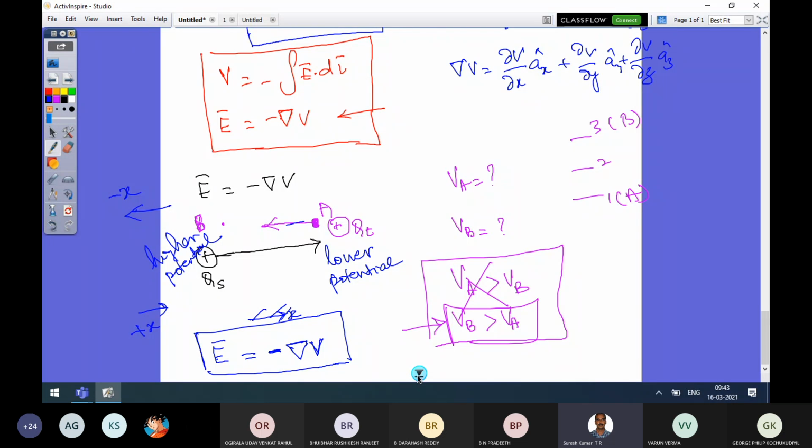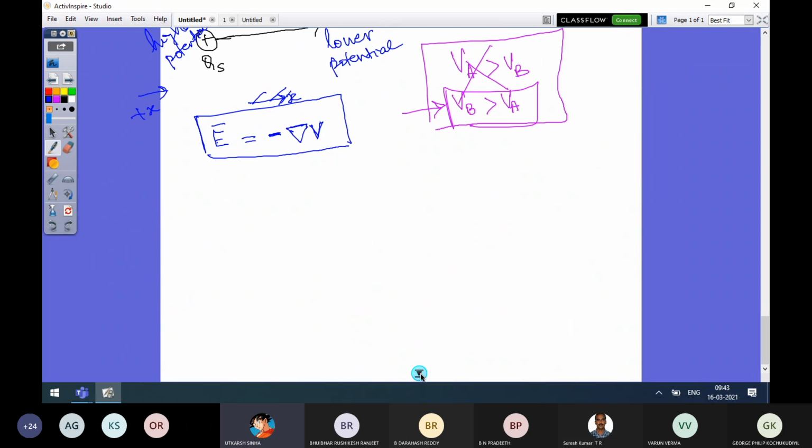Any clarification required on this? Yes, sir. So how do we decide which one is higher and which one is lower? Yeah, right.